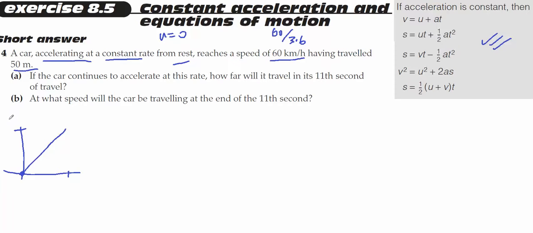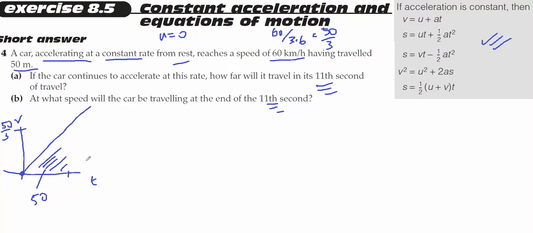So that is 60 divided by 3.6, which is 50 over 3. So that's 50 over 3, if that's velocity, and that's time, and I know this area is equal to 50. If the car continues to accelerate at this rate, how far will it travel in the 11th second? And what will be the speed at the end of the 11th second?